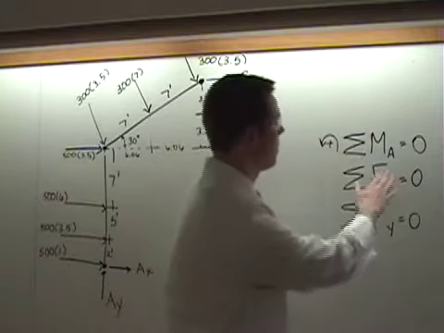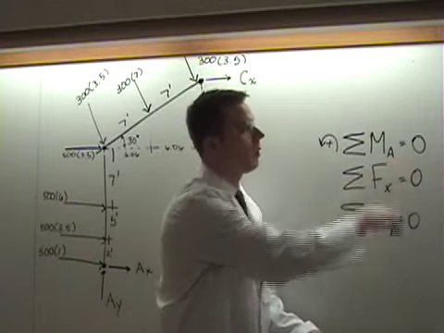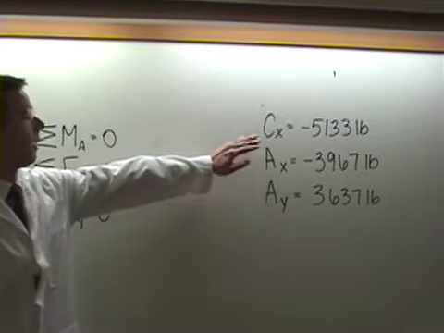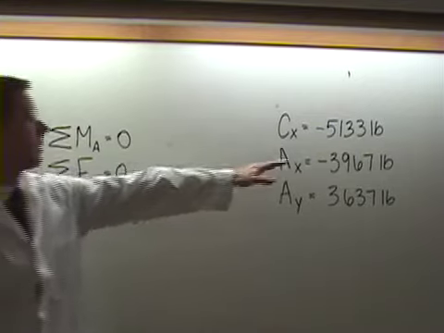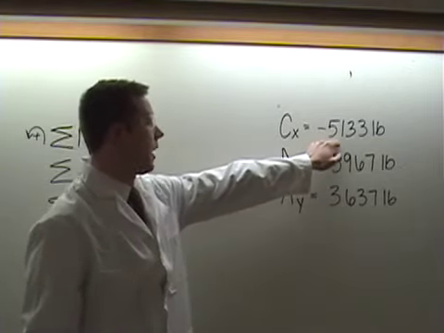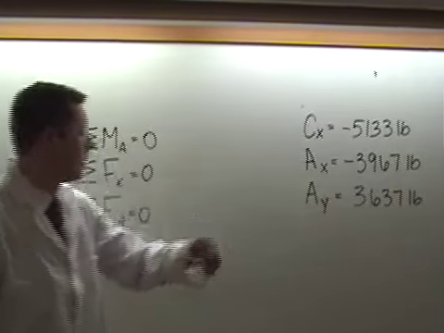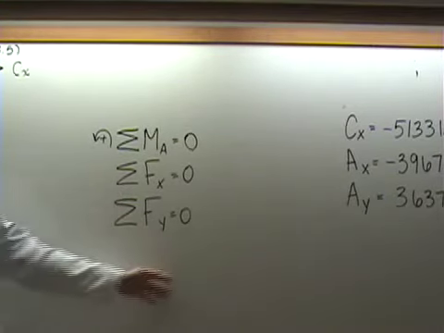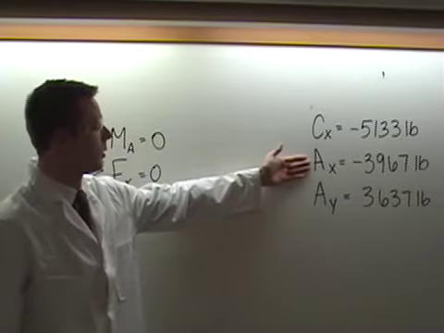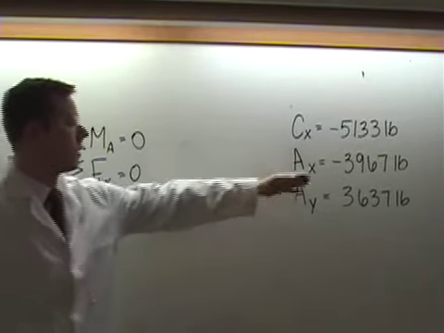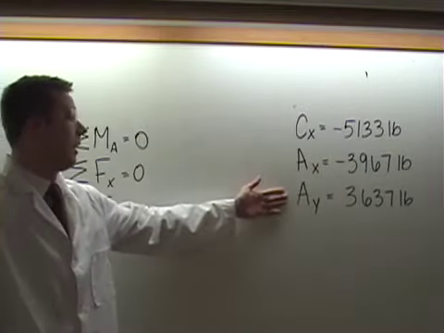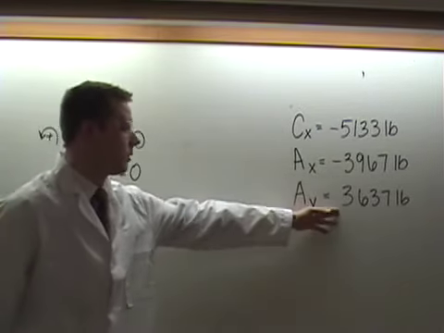And through our summation of moments about A, we can determine that the force in the X direction at the point C is negative 5,133 pounds. Moving on to our sum of forces in the X and Y, we can solve and find that our force in the X direction at A is negative 3,967 pounds, and our force in the Y direction at A is 3,637 pounds.